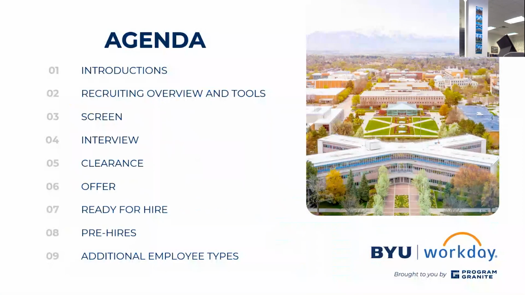Today we're going to talk about some recruiting overview and tools. We're going to look at the tools we have as recruiters and how to access all the information we need. Then we're going to walk through the different steps of recruiting: screen, interview, clearance, offer, and then we're going to get our candidate all the way ready for hire. They're going to turn into a pre-hire, so we'll talk about that briefly. We're going to go through a staff employee type for our demonstrations and our activities. And then we have additional slides about students, faculty, adjunct, and affiliate.